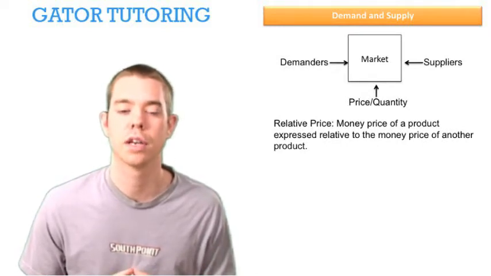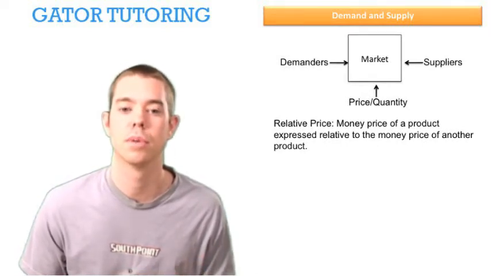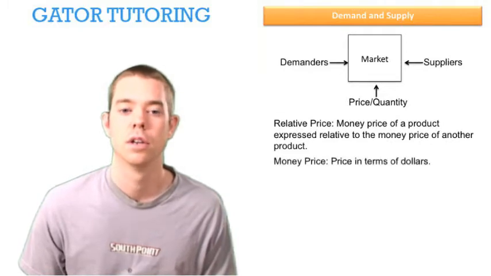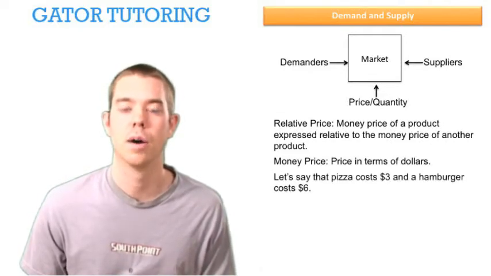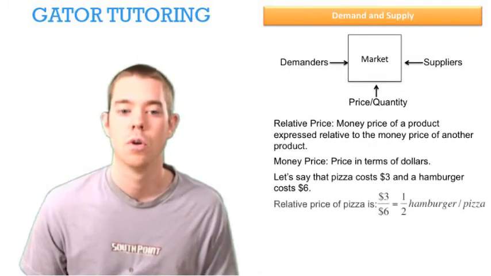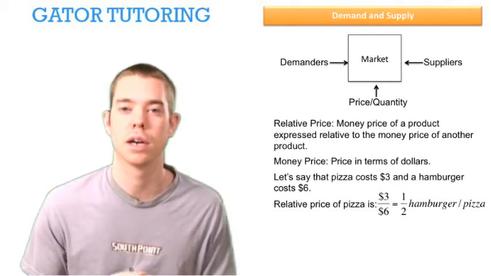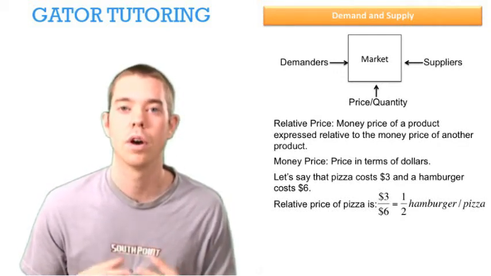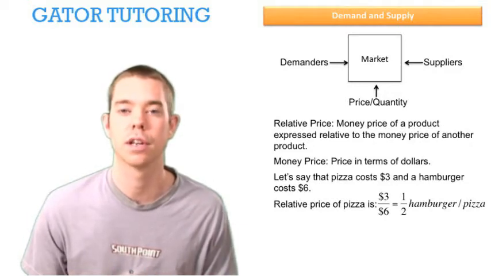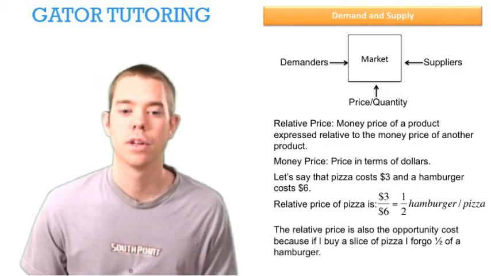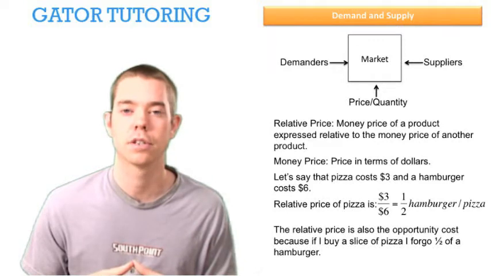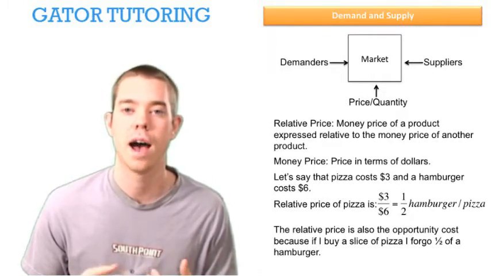This is the money price of a product expressed relative to the money price of another product. So the money price is just the price in terms of dollars. And let's say that a slice of pizza costs $3 and a hamburger costs $6. Well, to find the relative price of pizza, we would say $3 divided by $6 would give us 1/2 of a hamburger is equal to a slice of pizza. The relative price is also the opportunity cost, because if I buy a slice of pizza, I forego 1/2 of a hamburger.